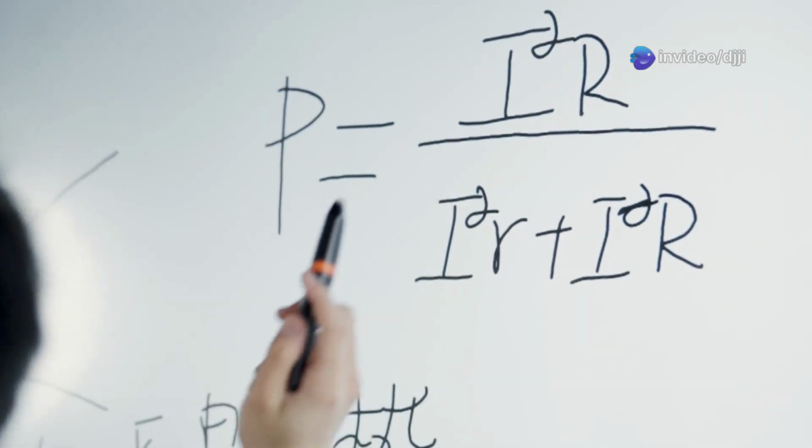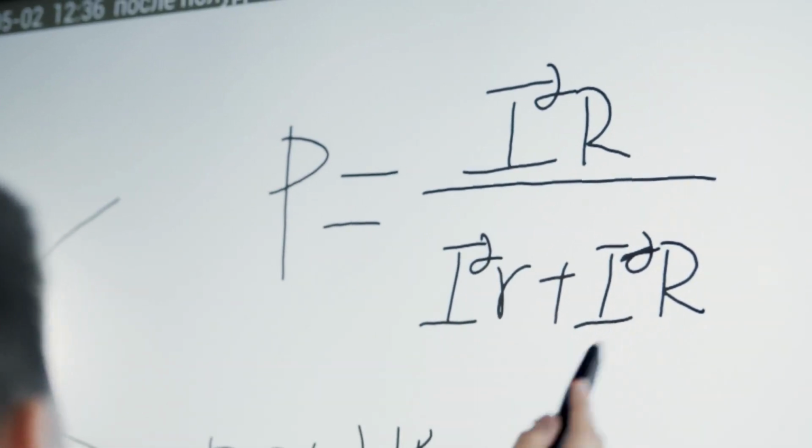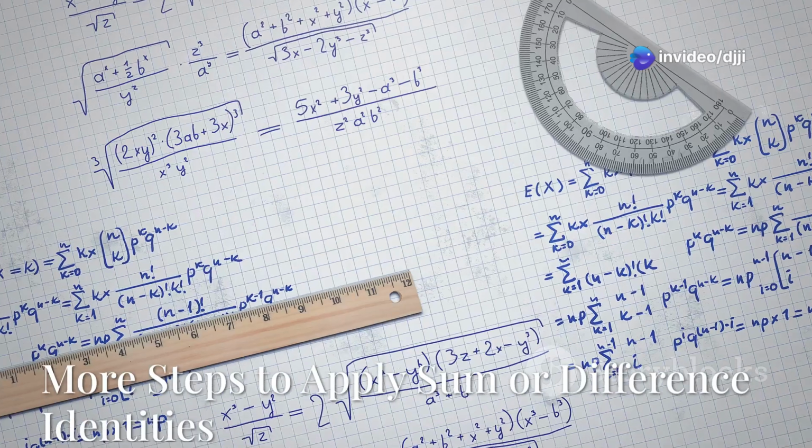For sine, you've got sine of alpha plus beta equals sine of alpha times cosine of beta plus cosine of alpha times sine of beta. And sine of alpha minus beta equals sine of alpha times cosine of beta minus cosine of alpha times sine of beta.